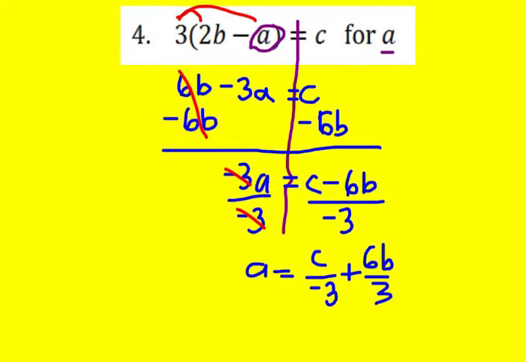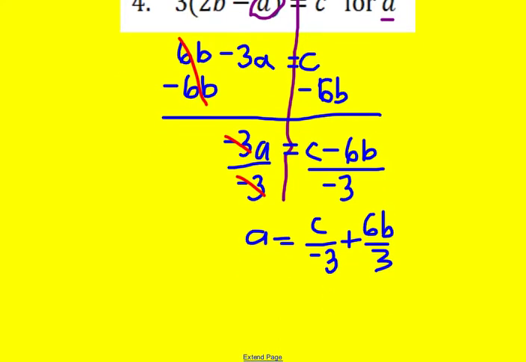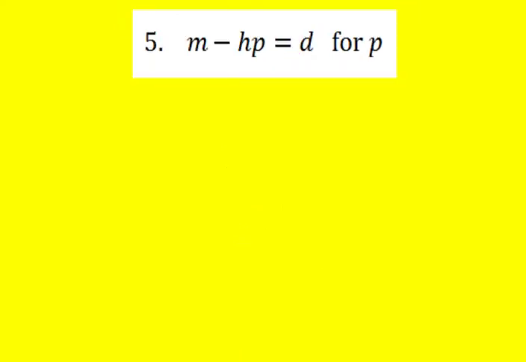Now, you probably notice here that 6 is divisible by 3. Another thing to notice here is that we have this negative here in the denominator. Typically, we don't write a negative in the denominator. That negative just makes the fraction itself become negative. So I can write that piece as negative c over 3. So basically, I'm just taking that negative out front. 6 divided by 3 would be 2, so I write this as plus 2b. So that is our solution. Moving on.